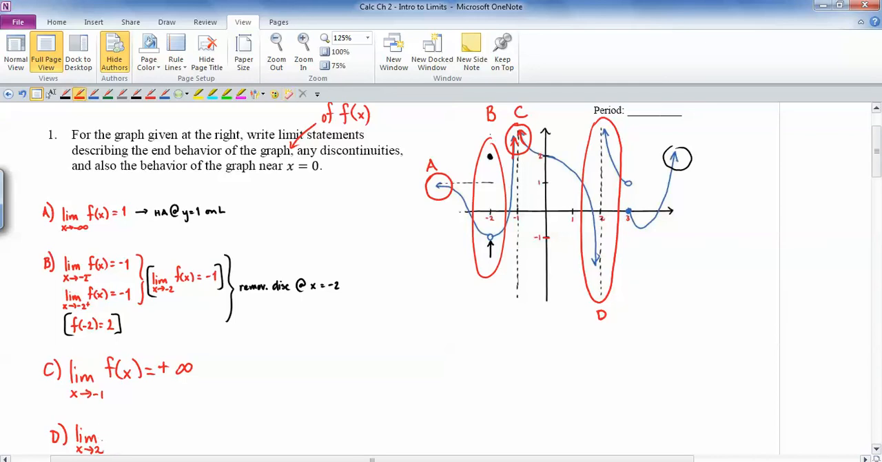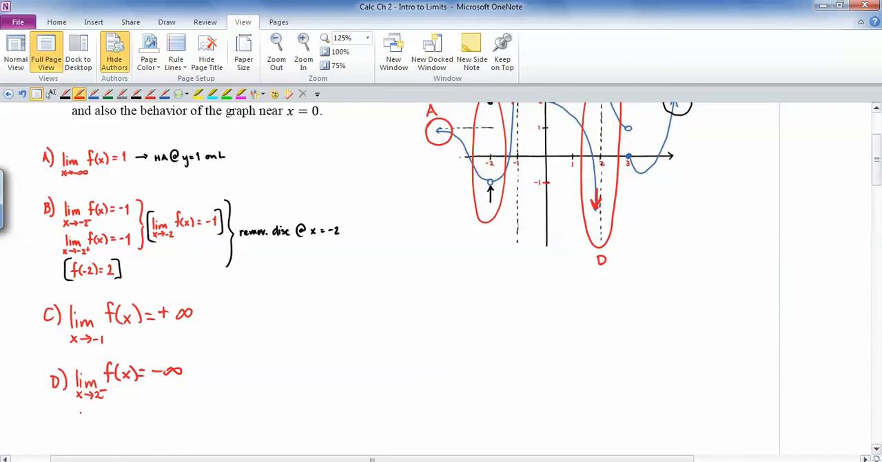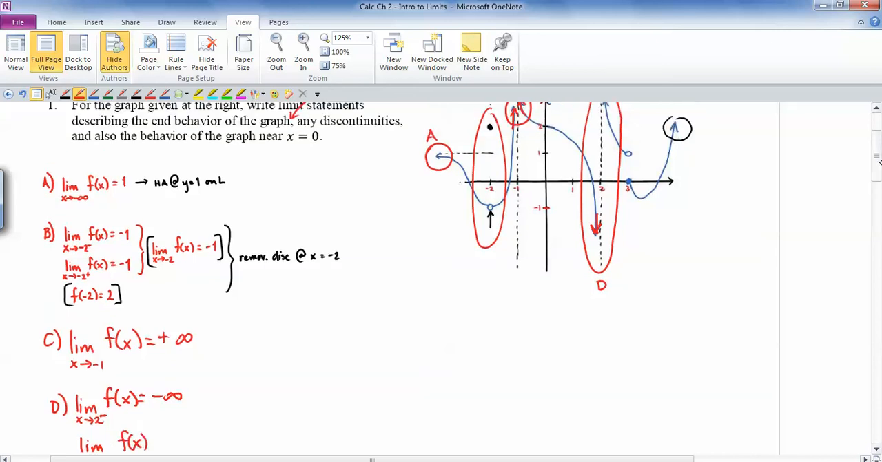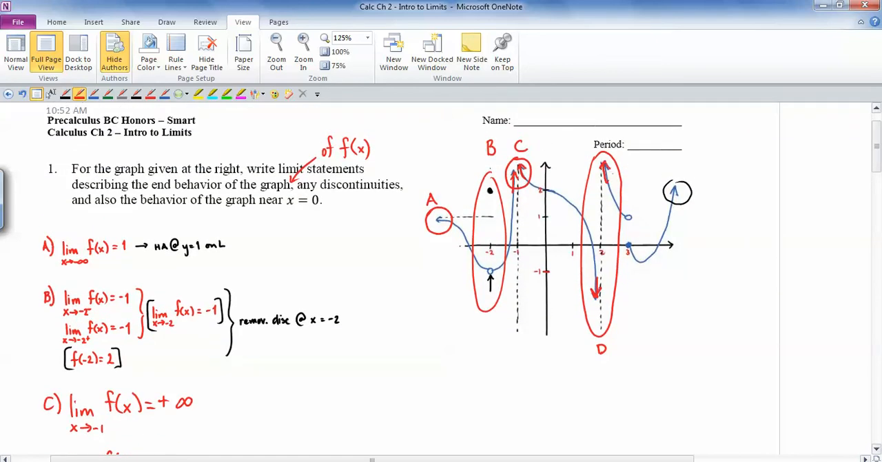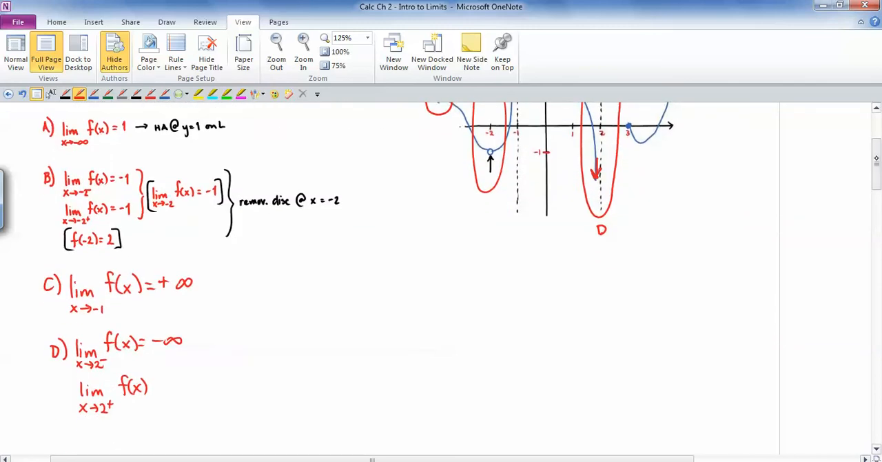If it was doing the same thing, then I don't need to put the plus or minus. But over on the left side, it's going downwards. So on the left side of 2, the closer I get to 2, the more that function turns into negative infinity. And on the right side of 2, this function is going upwards instead. So that's going up to infinity.